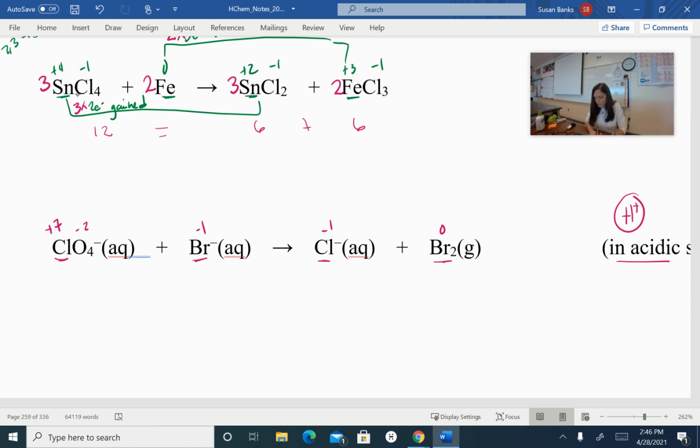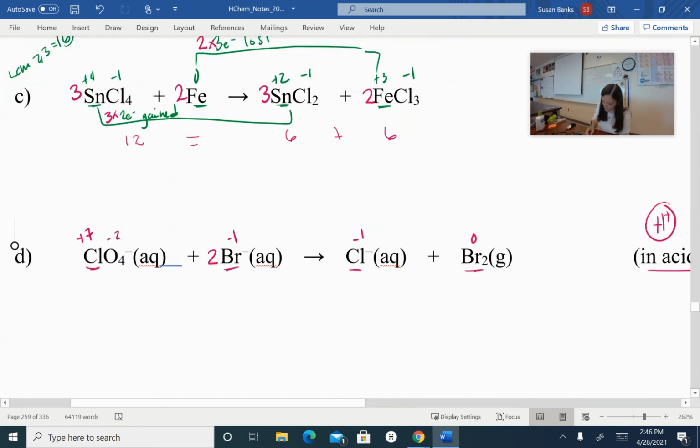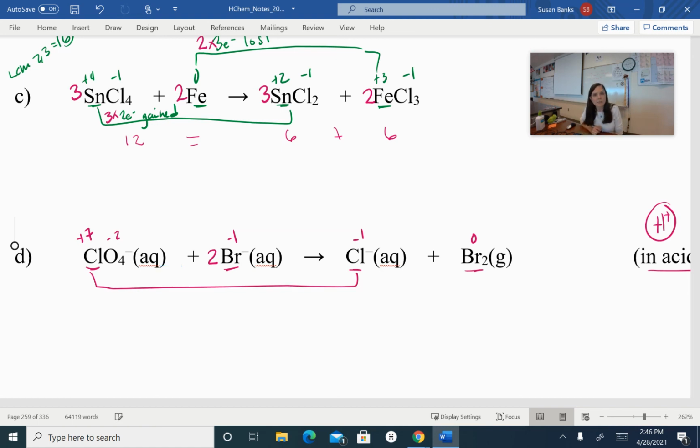Okay? Now, this one does have us balance. So I've got 1 chlorine and 1 chlorine. I've got 1 bromine and 2 bromines. So I actually have to balance this before I even look at the electrons. Okay? Now we're going to look at the electrons. Okay? So, chlorine. I go from a +7 to a -1. What do I do to get from a +7 to a -1? I gain 8 electrons, right? 8 electrons are gained.